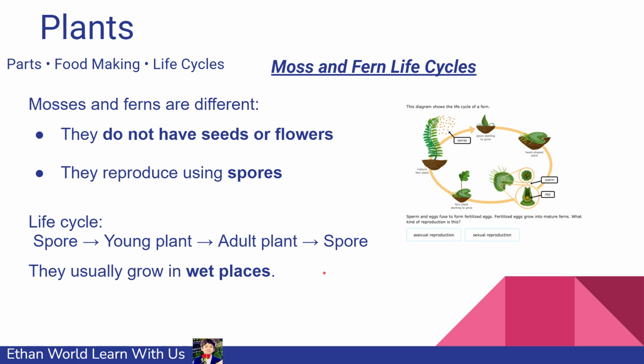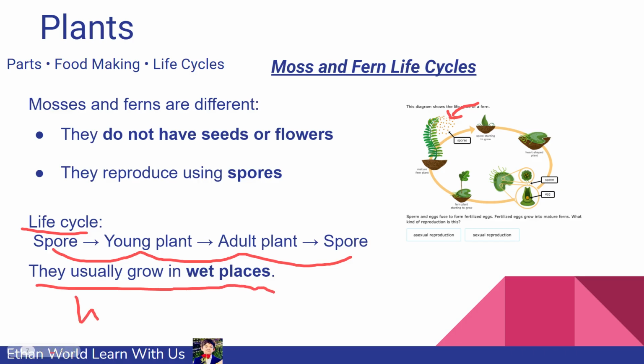Mosses and ferns are different though. They do not have seeds or flowers. They reproduce using spores. This is a spore right here. The life cycle is spore to a young plant to an adult plant and restart. And they usually grow in wet places like wetlands. Sorry, my handwriting.